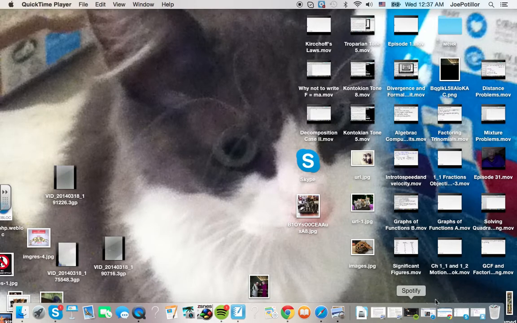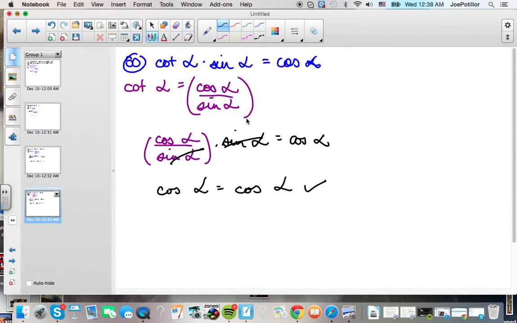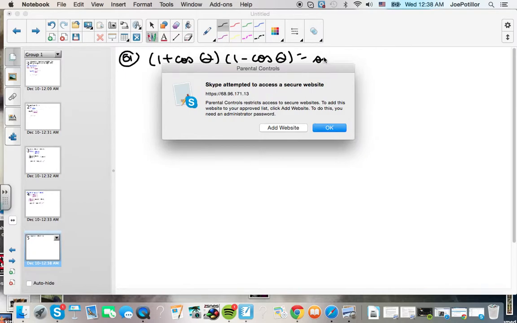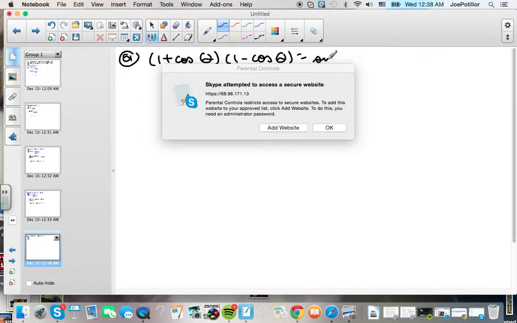I'm going to continue doing those problems. So we're going to continue on to 51 now. So for 51, we're trying to show that 1 plus cosine of theta times 1 minus cosine of theta is equal to sine squared of theta.